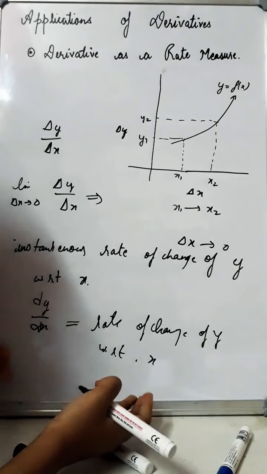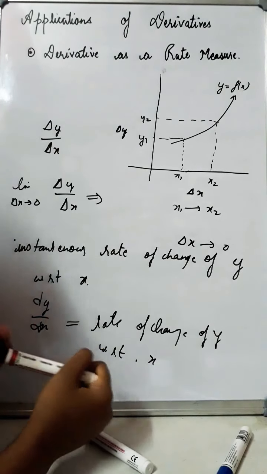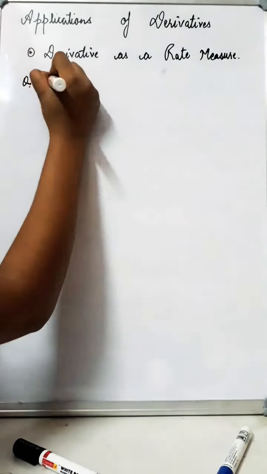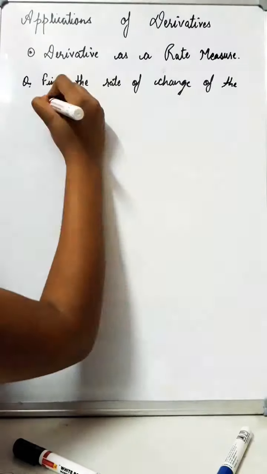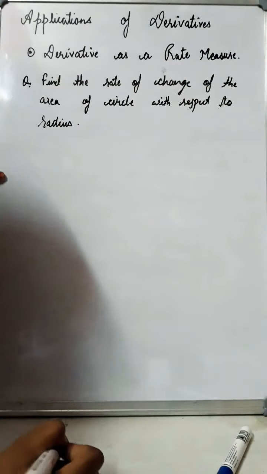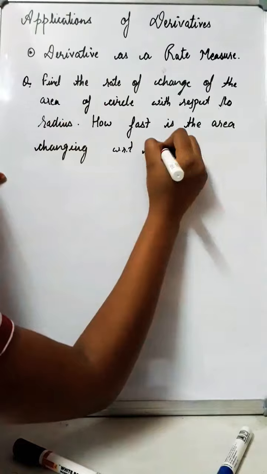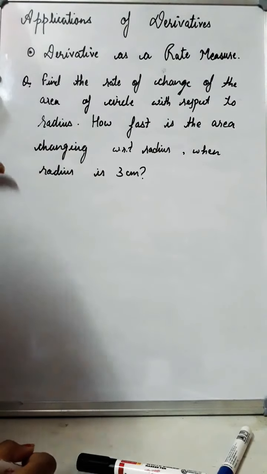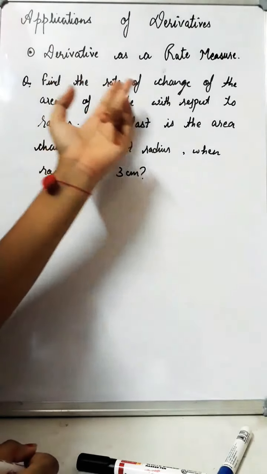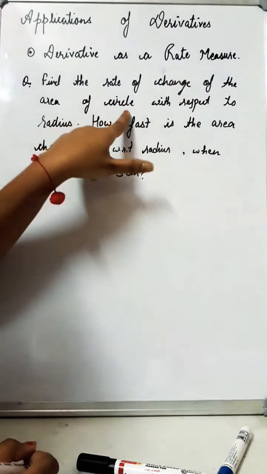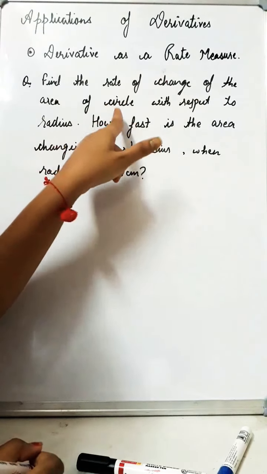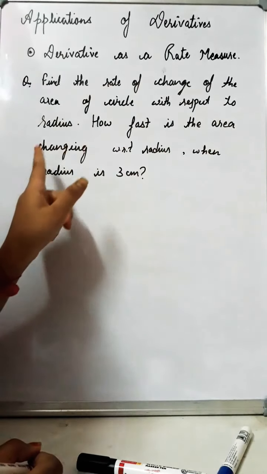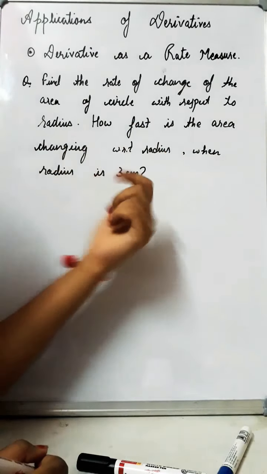You already know this. Now we will see the utility of this. Look at the example. Read this question properly. Find the rate of change of the area of a circle with respect to radius. How fast is the area changing with respect to radius when the radius is 3 centimeters?